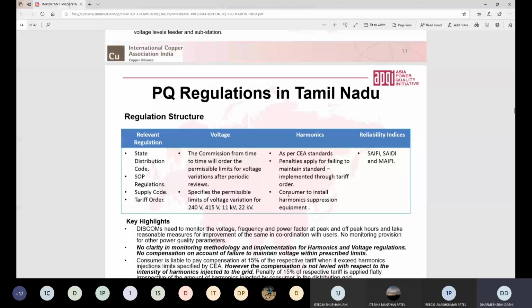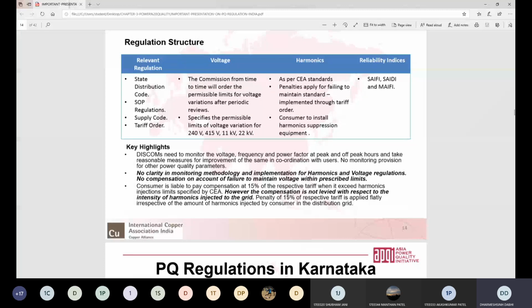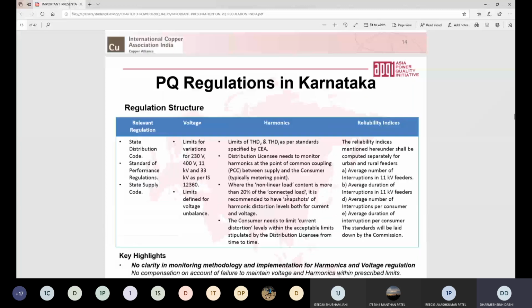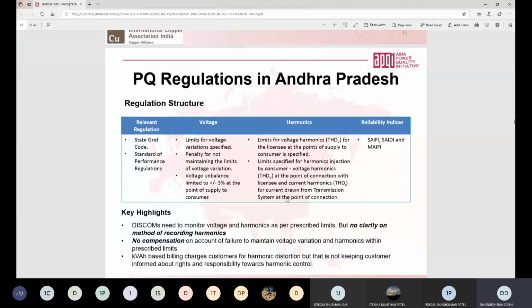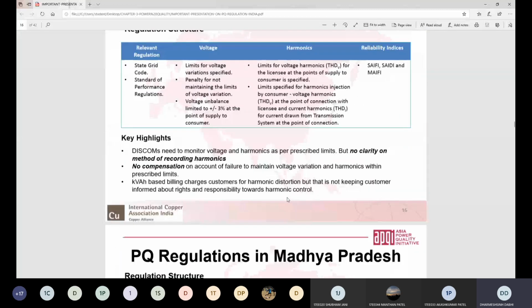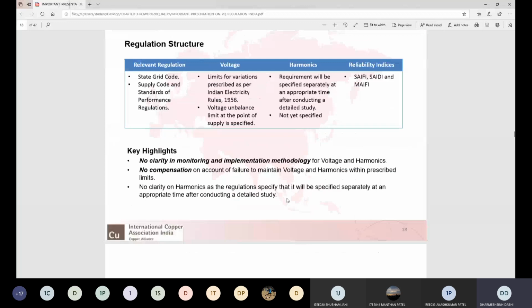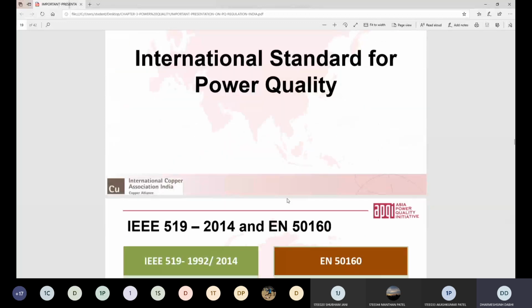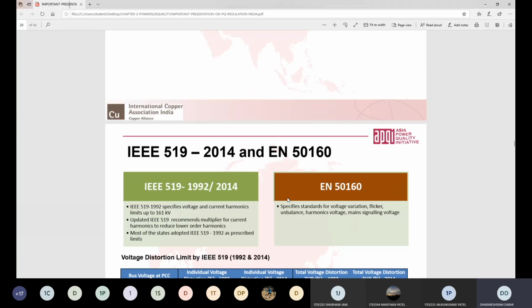In the same way, power quality problems and standards in Tamil Nadu. All the states have different standards. They follow some IEEE standards, they follow the CERC standards, but as per the requirements of the state, they make some changes in the standards. They do not completely follow all the standards of these regulatory committees. In the same way, power quality regulation in Karnataka, Andhra Pradesh: all have different standards and different standard limitations. Say Madhya Pradesh, Delhi.